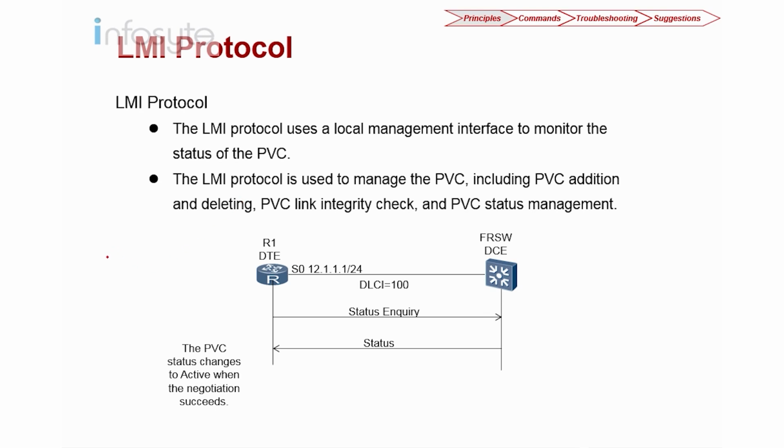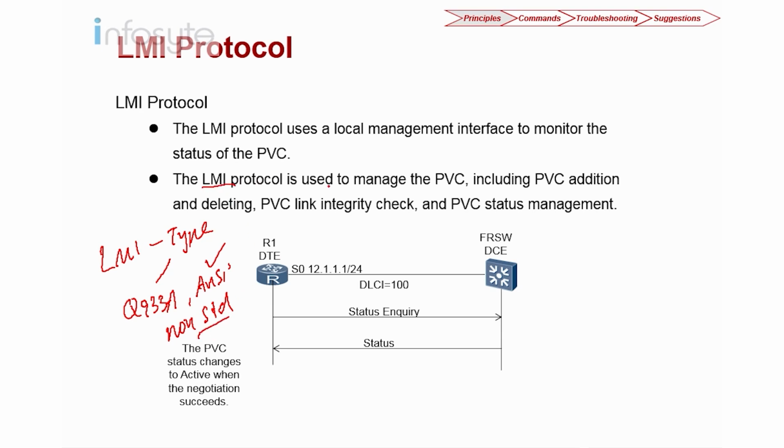Now in Huawei, we have three modes, or three types, of LMI. We have Q933, that is the Annex A, we have NC, and we also have non-standard. The default for Huawei is using NC. On both sides, we have to match the standard. But assuming that you are connecting to a non-Huawei, non-standard device, then you should use the non-standard.